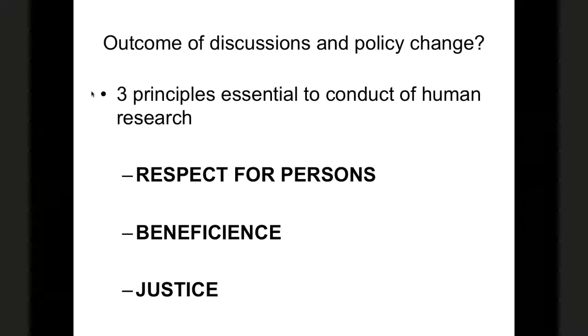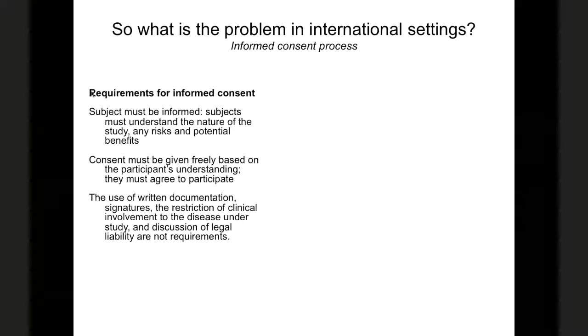So let's start with our first little quandary here. Informed consent, what's the problem in international settings? Over here on the left, requirements for informed consent: they've got to be informed, so you have to be accurate and true. You've got to tell them the truth about what you're doing, obviously. Consent must be given freely, and the use of written documentation. Is that required? Signatures, things of that nature. You've got to figure that out as well.